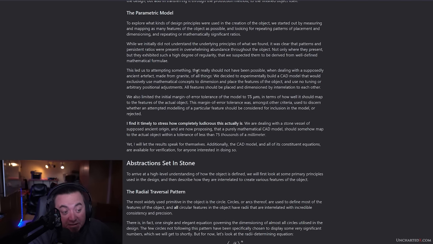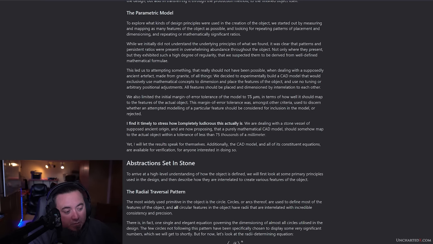This led us to attempting something that really should not have been possible when dealing with a supposedly ancient artifact made from granite, of all things. We decided to experimentally build a CAD model that would exclusively use mathematical concepts to dimension and place the features of the object and use no tuning or arbitrary positional adjustments. All features should be placed and dimensioned by interrelation to each other. We also limited the initial margin of error tolerance of the model to 75 micrometers in terms of how well it should map to the features of the object. This margin of error tolerance was, amongst other things, used to discern whether an attempted modeling of a particular feature should be considered for inclusion in the model or rejected.